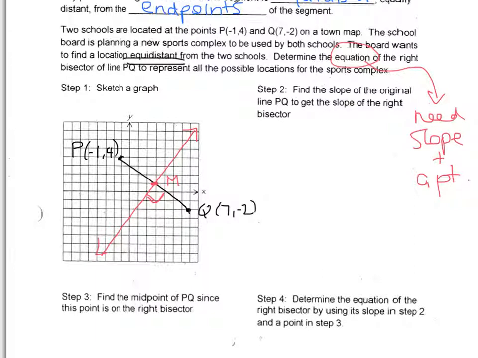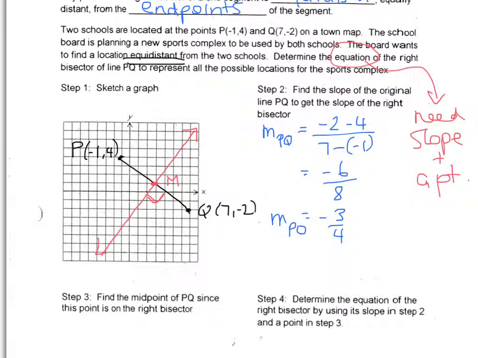We're going to make sure we use our proper notation for this. Our slope of PQ is y2 minus y1 over x2 minus x1. So negative 6 over 8, which reduces to negative 3 over 4. That's the slope of the original line segment PQ. Now to figure out our perpendicular slope, we're just going to take the negative reciprocal. So we're going to flip the fraction and change the sign to positive. Remember, these are negative reciprocals.